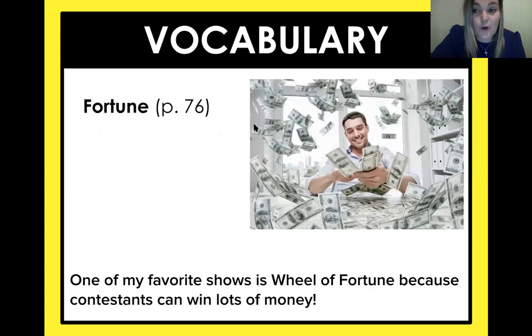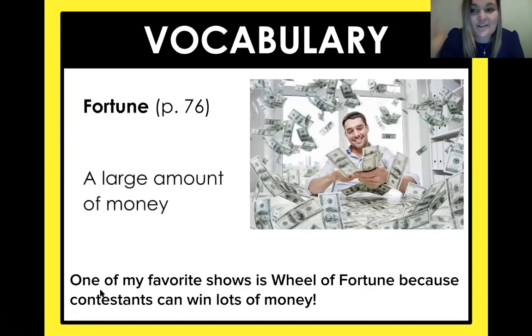So for our vocabulary, we are looking at this word right here. Can you sound it out? Good job. It is fortune, and look at all that money. It says one of my favorite shows is Wheel of Fortune because contestants can win lots of money. So what does fortune mean, fourth graders? Yeah, good job. It is a large amount of money.